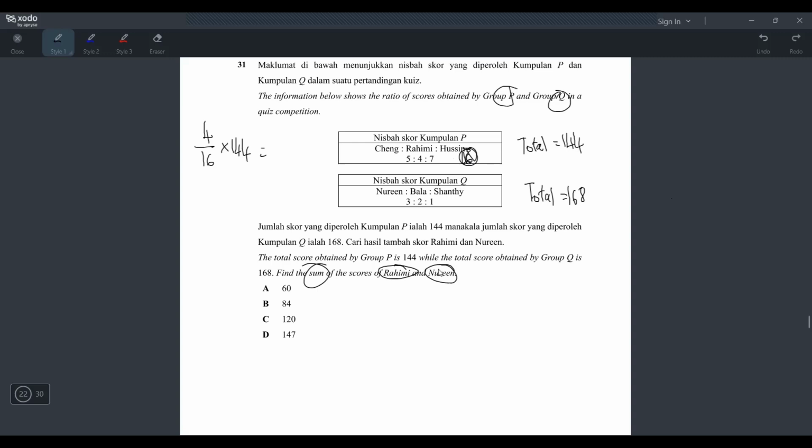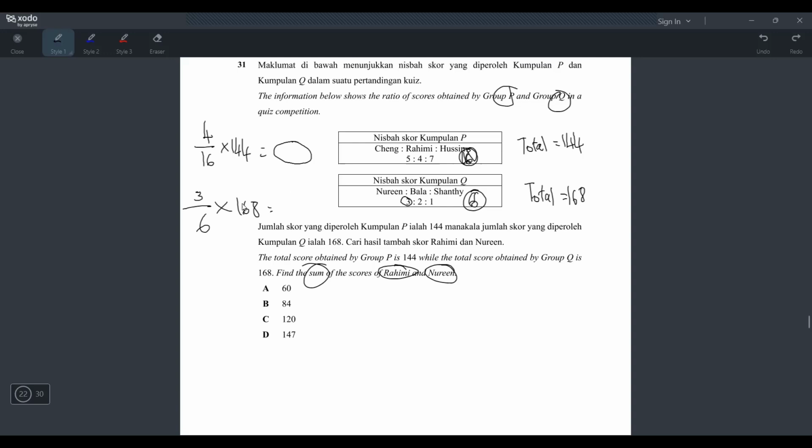Okay, let's do one more time for Nurin. How to get for Nurin? So the Nurin ratio, Nurin portion is 3. But you have to over with the total. 3 plus 2 plus 1, which is 6, right? So which is 3 over 6. But you have times with total, then you will get the Nurin marks here. So this will be the Rahimi marks, this will be Nurin marks.